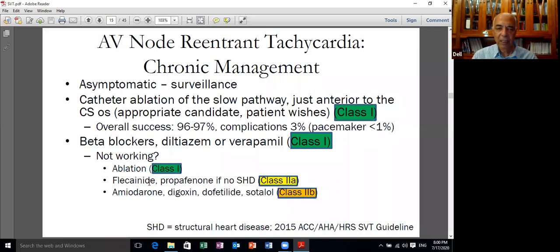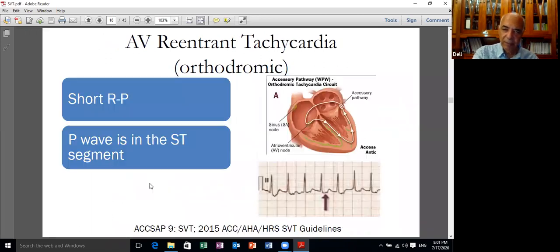If the patient doesn't have structural heart disease, then class 1C: flecainide and propafenone. If nothing works, then we go to SAD, which is sotalol, dofetilide, and amiodarone, and rarely is digoxin used, almost never. Now we move to the third type of supraventricular tachycardia, which is AV reentrant tachycardia.